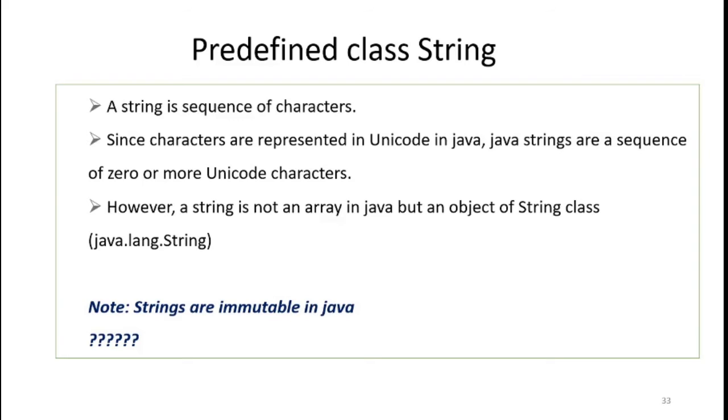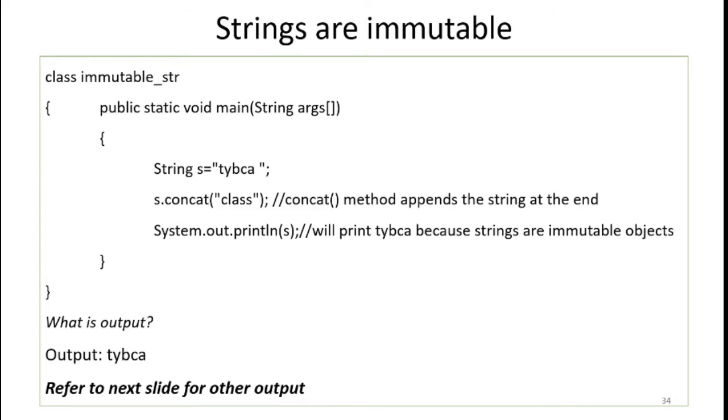Whenever you want to use this string, you have to use the java.lang package, or you can directly use the java.lang.String class. The advantage of string being an object is that it can be treated like any other object and also has several methods to perform operations on it. One important point to note is that strings are immutable in Java. Now, what does this mean? Let us see the meaning of this statement.